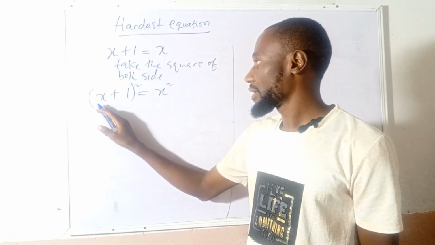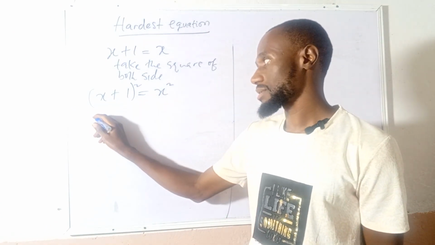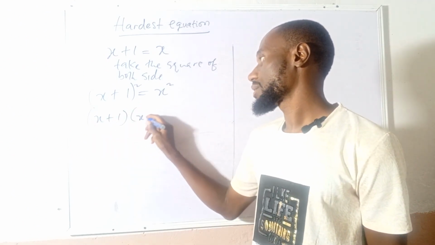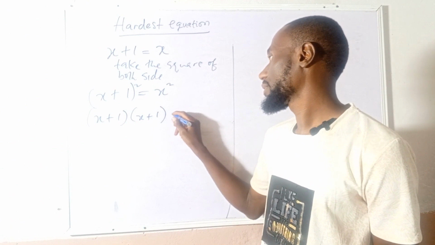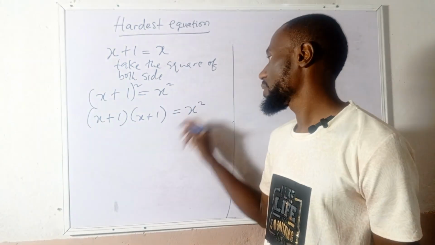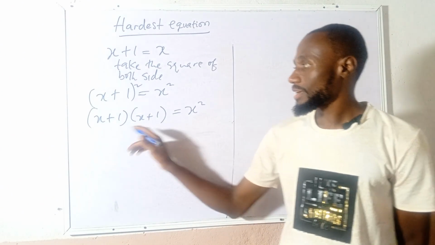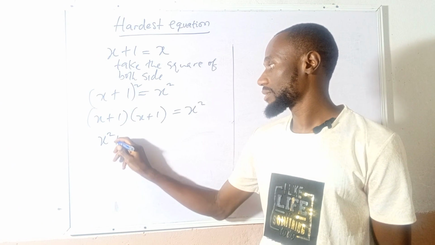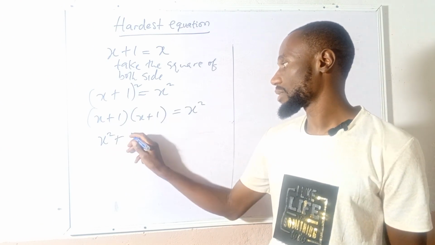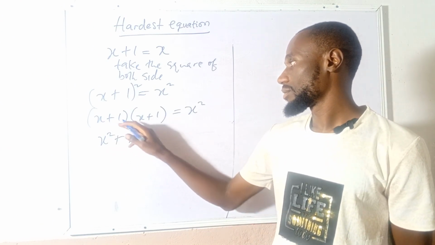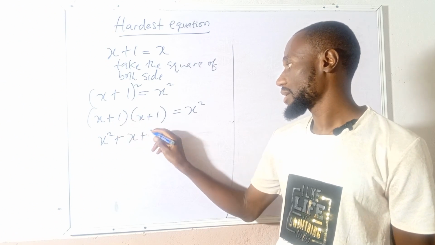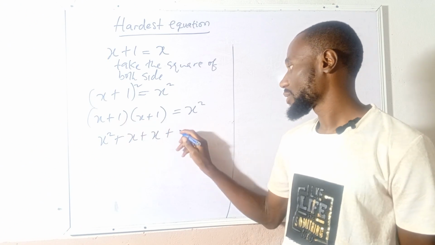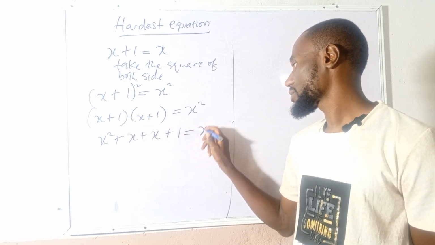Then x plus 1 square is same as x plus 1 into x plus 1. This is equals to x squared. Let's open the brackets. This is x squared plus x times 1. Here we have x plus 1 times x. We have x plus 1 times 1. We have 1. This is equals to x squared.